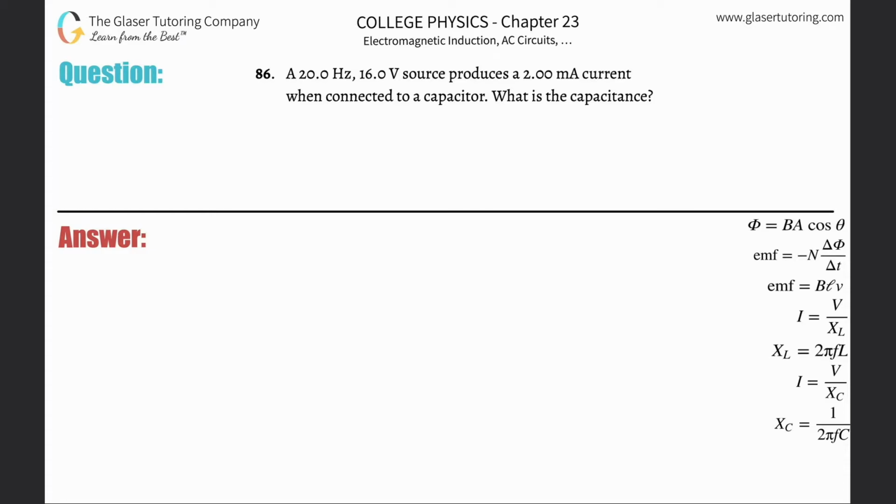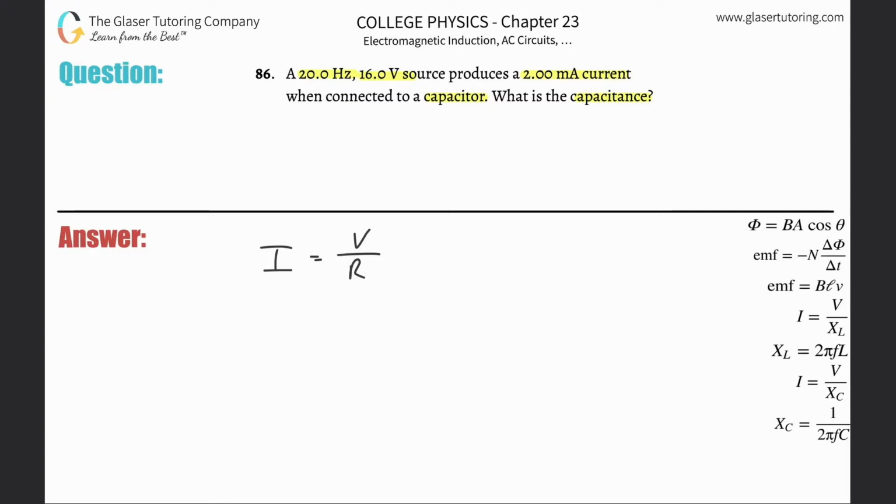Number 86. A 20 hertz, 16 volt source produces a 2 milliamp current when connected to a capacitor. What is its capacitance? So we can apply a variation of Ohm's law here. It says that the current equals voltage divided by the reactance, not the resistance. We're going to get to the reactance.